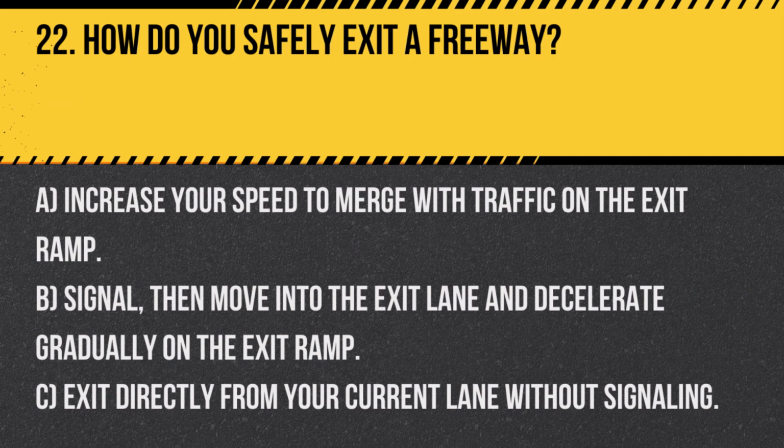Question 22. How do you safely exit a freeway? A. Increase your speed to merge with traffic on the exit ramp. B. Signal, then move into the exit lane and decelerate gradually on the exit ramp. C. Exit directly from your current lane without signaling. Answer: B. Signal, then move into the exit lane and decelerate gradually on the exit ramp. This ensures you safely transition from freeway speeds to ramp speeds.